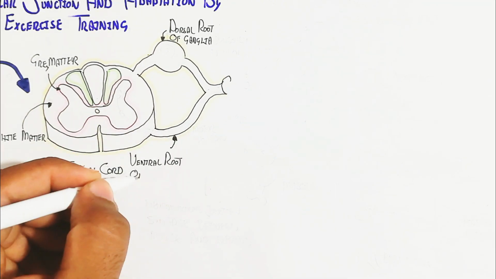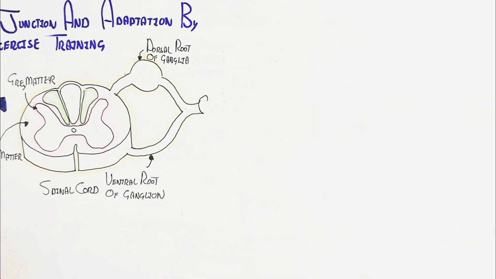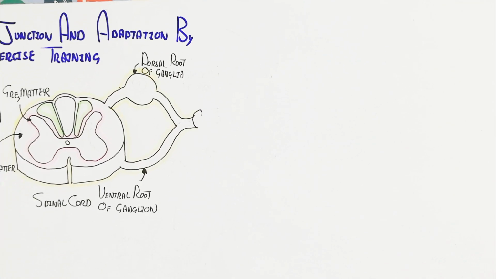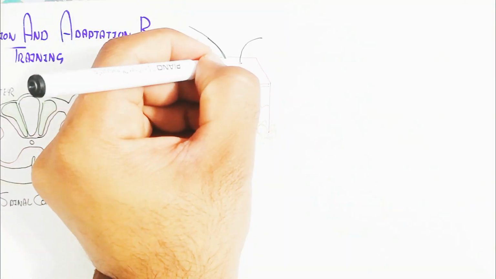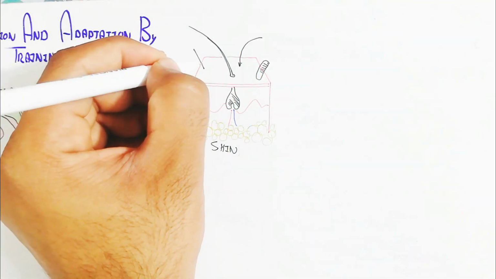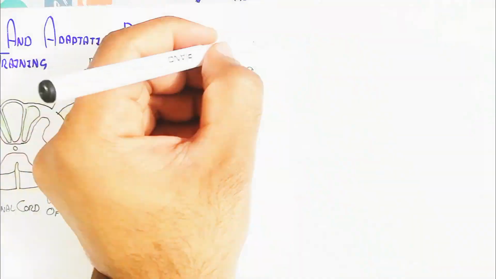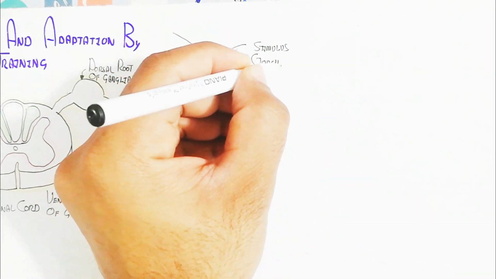The dorsal root ganglion will receive the signal from the skin as well as from other areas like joints, and move it toward the spinal cord via a sensory neuron. For example, the stimulus can be touch, pressure, pain, temperature, etc.